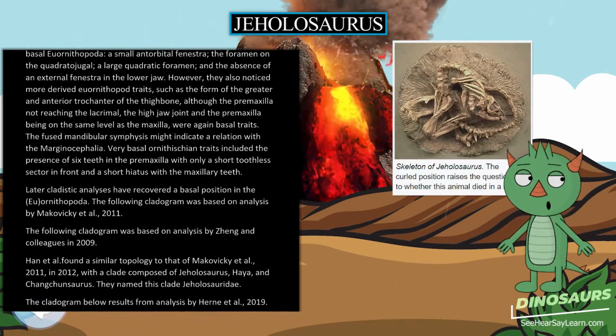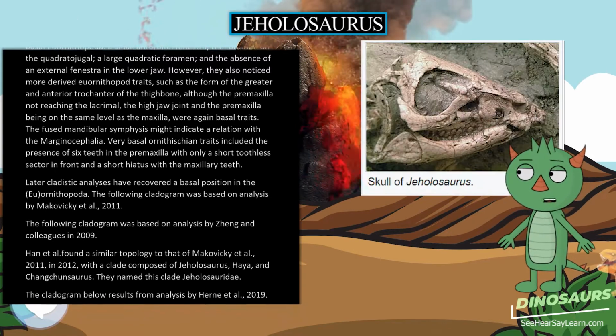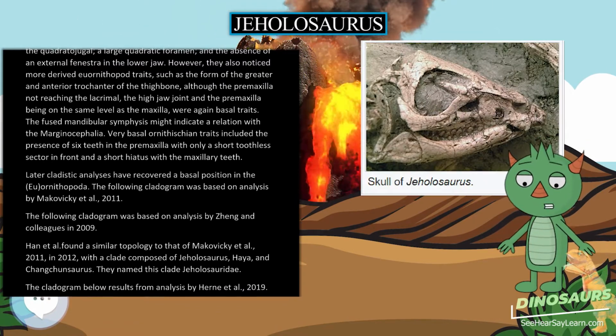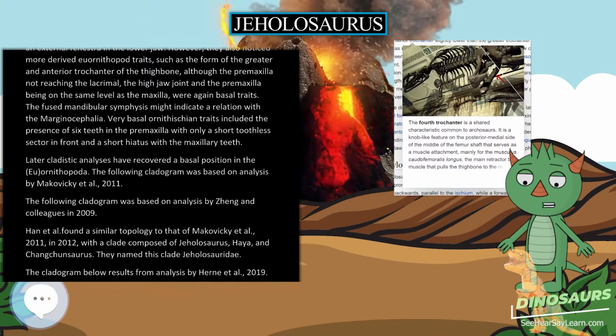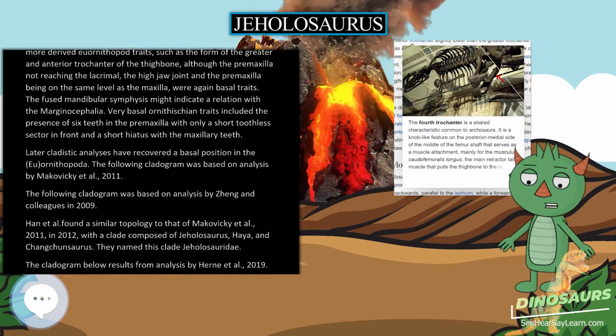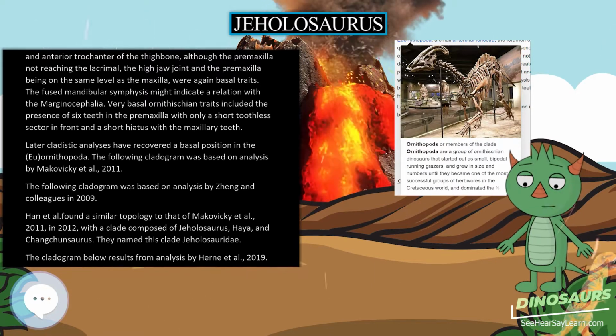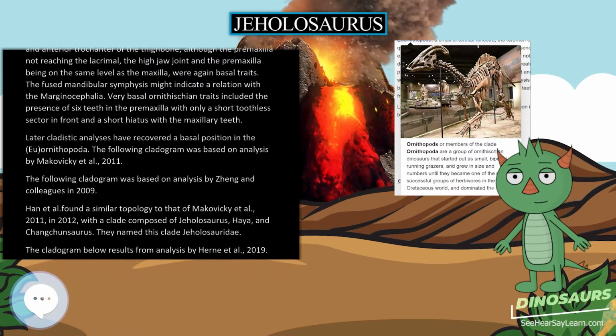Han et al. found a similar topology to that of Makovicky et al., 2011, in 2012, with a clade composed of Jeholosaurus, Haya, and Changchunsaurus. They named this clade Jeholosauridae. The cladogram below results from analysis by Hearn et al., 2019.